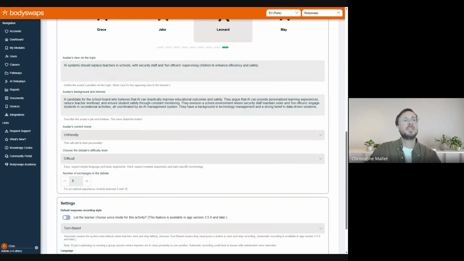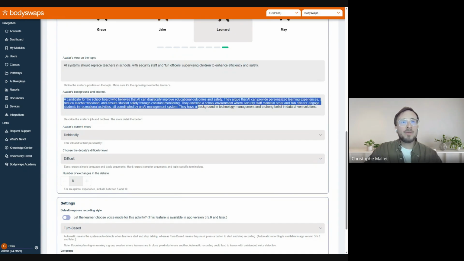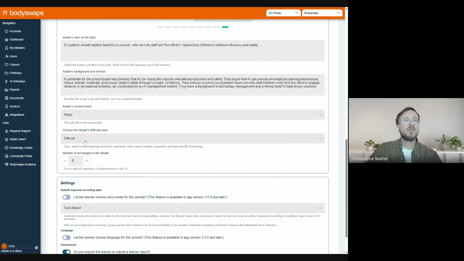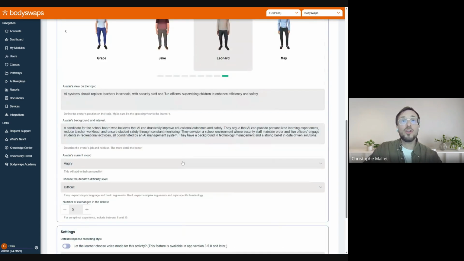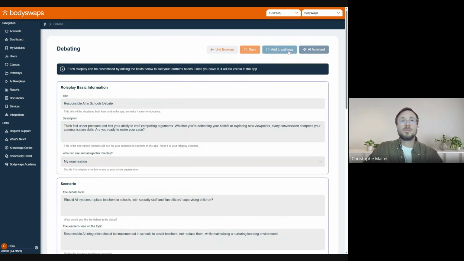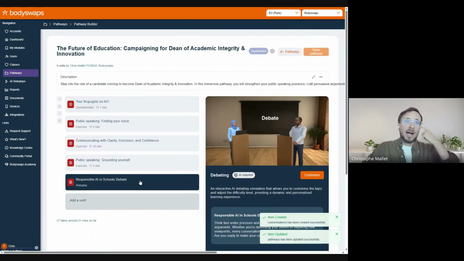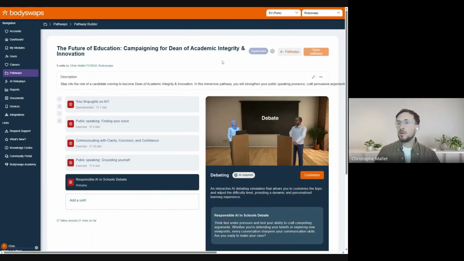That's just a character. And then you're going to define what's the AI view on the topic, what's their background and interest, what's their mood, let's say angry, level of the debate, the number of exchanges, and then finally whether we would request for the learners to submit a learner report. And that's it. We're adding it to the pathway, and I believe we have a pathway ready to assign. So very simple. We created that, and we still have 5 minutes to spare.